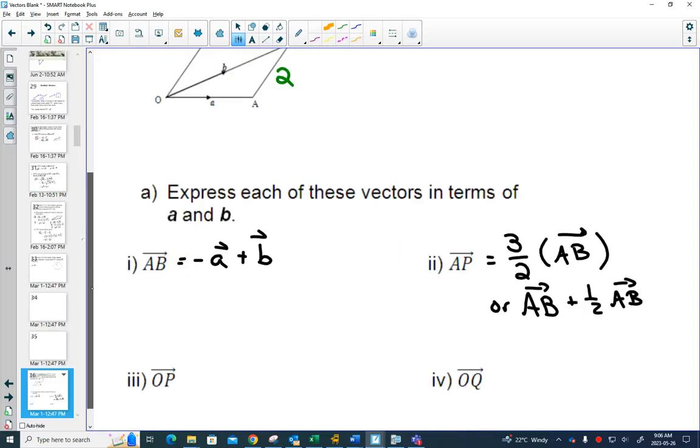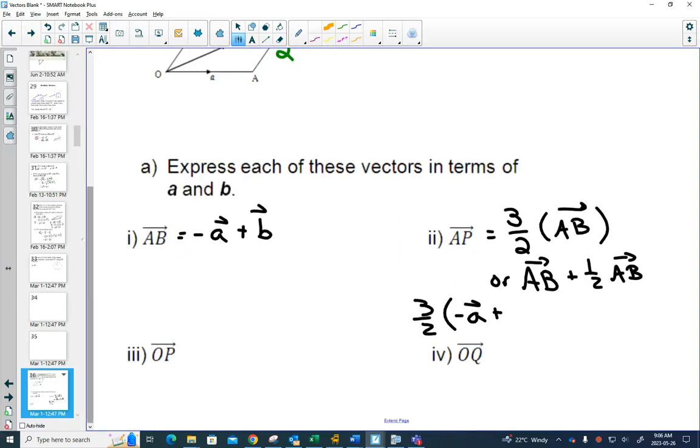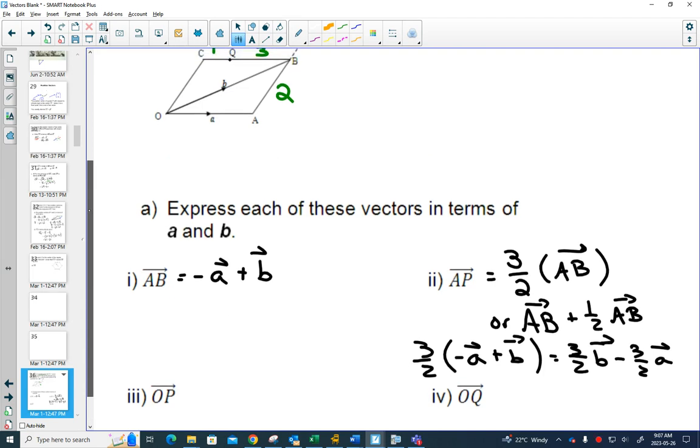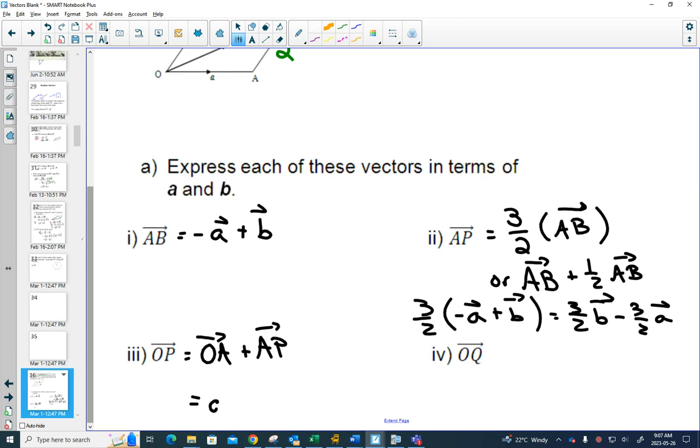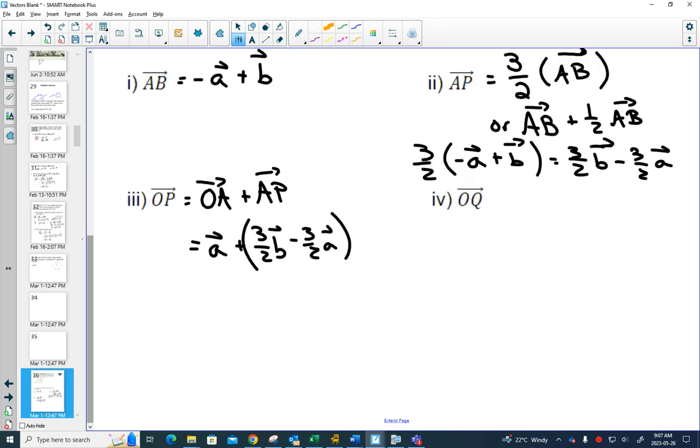So either way that you do it, what we're going to have is 3 halves of negative A plus B. So that will equal 3 halves B minus 3 halves A. And now if I want to start at O and get to P, well, I could go from O to A first, and then from A to P. I've already done A to P, so O to A is just A plus 3 halves B minus 3 halves A. So that gives me 3 halves B minus half of A.